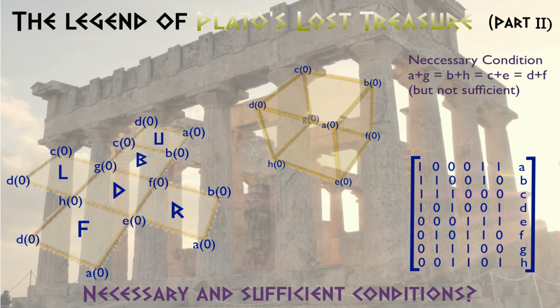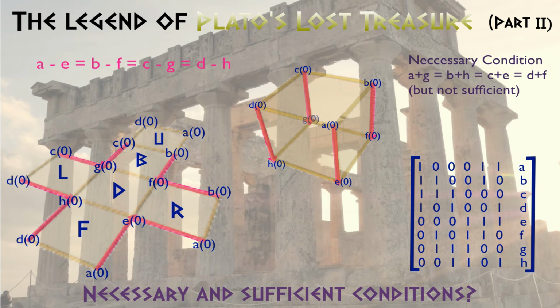Consider the difference of any vertex on the top face and the vertex directly beneath it. So a minus e, or b minus f, c minus g, or d minus h. Pressing U will increase each of these differences by 1. Pressing D will decrease each of these differences by 1. And pressing B, L, F, or R will either change both of the numbers we're subtracting or neither of the numbers we're subtracting, either way leaving the difference unchanged. What I'm getting at is these differences are an invariant. They're always going to be equal to each other.